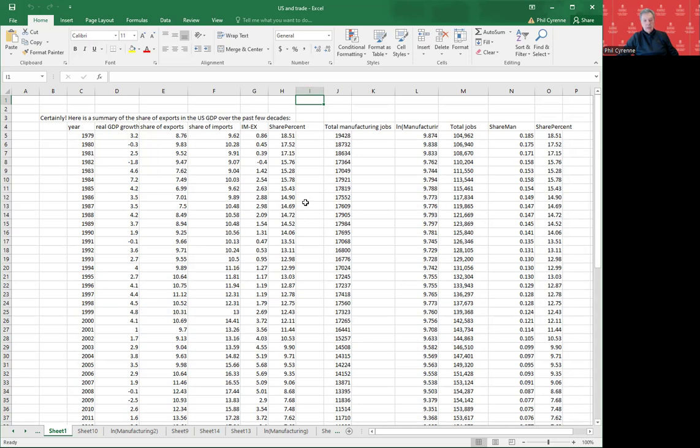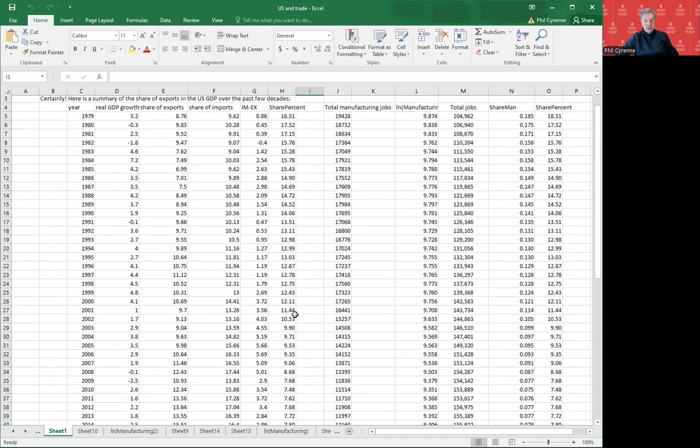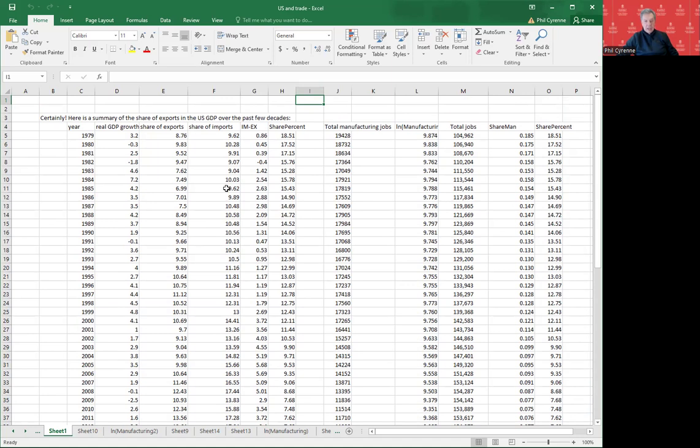And if we also look at the overall share of manufacturing in US employment, you can see what's happened. From 1979, manufacturing was 18.51% of total jobs in the US economy. So this column here, that's 104 million jobs. In 1979, this is in thousands, so that's 104 million total, and that was 19 million jobs in manufacturing. So roughly 18% of the jobs were in manufacturing in 1979.